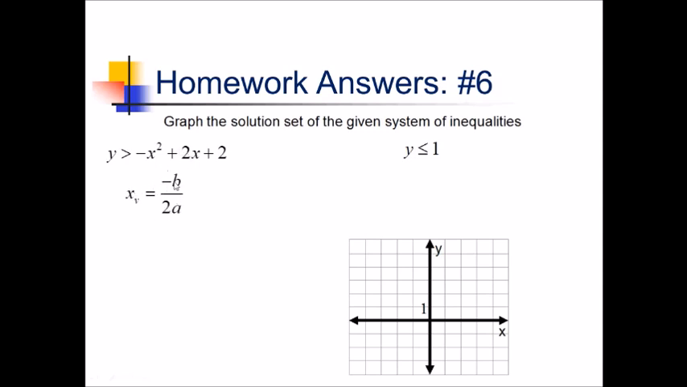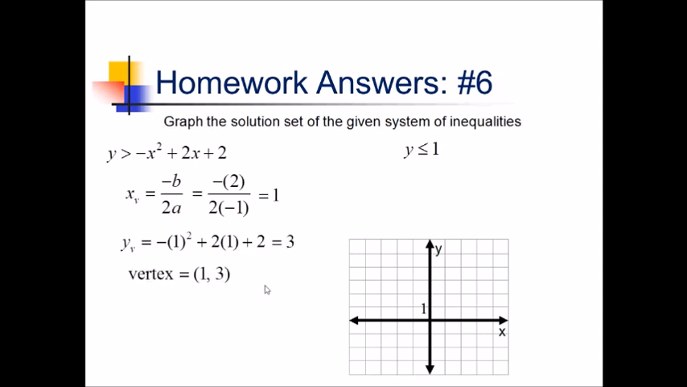Negative 2 over 2 times negative 1. That comes out to just positive 1. Plugging that back in here, we've got negative 1 plus 2, which is positive 1, plus another 2, which is a 3. So (1, 3) is our vertex. Open dots right there. And then we have a y-intercept at 2. So let's put that on here as well. And we'll use symmetry to get another matching point on the other side of the vertex and a dashed line to go with it.